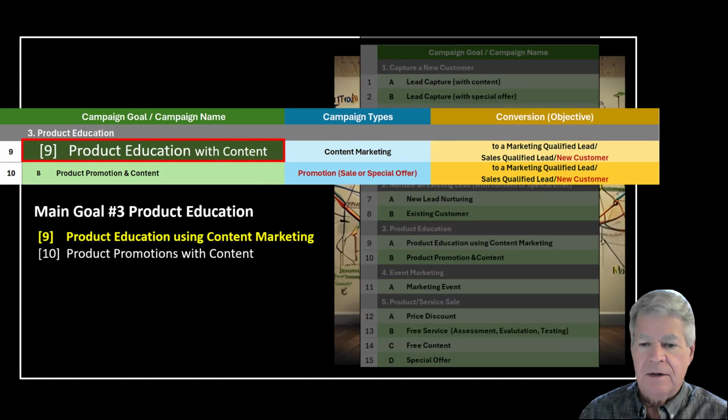Campaign 9 is a product education with product content. Campaign type is content marketing. The conversion and the objective is to a sales qualified lead. Product education is like product nurturing, but the content is focused on your products themselves. These campaigns take place in the later stages of the customer journey and should be focused on driving leads into the top of the sales funnel.